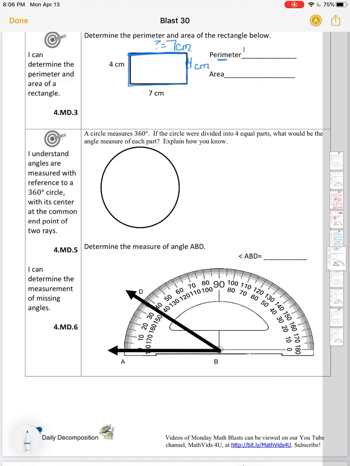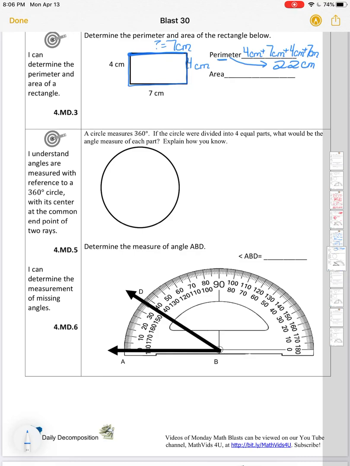So now I can walk my way all the way around the rim, and I would have 4 centimeters plus 7 centimeters plus 4 centimeters plus 7 centimeters. And when I add all of those up, I get 22 centimeters. So the perimeter is 22 centimeters. Now the area are the square units that cover the two-dimensional surface there.